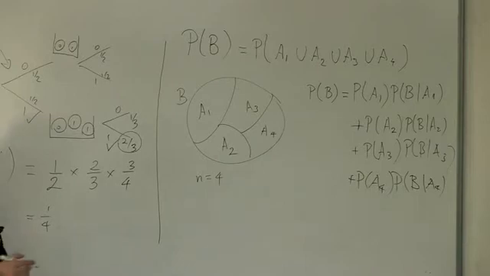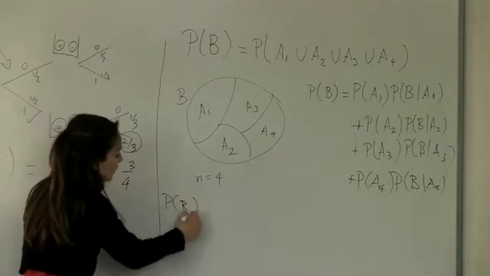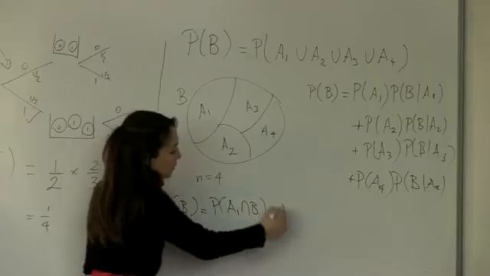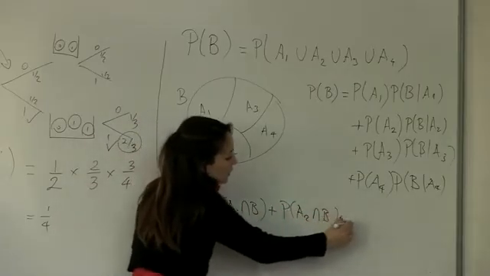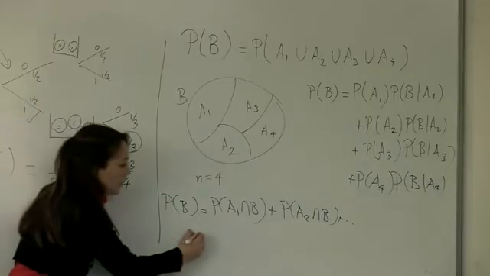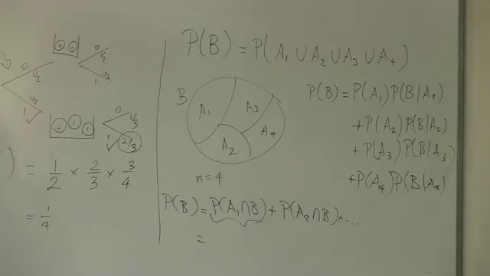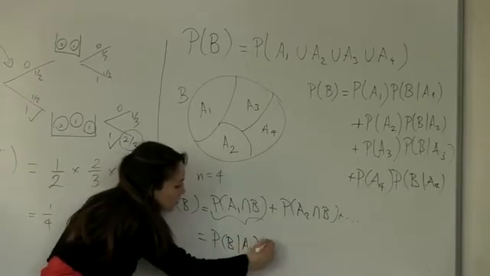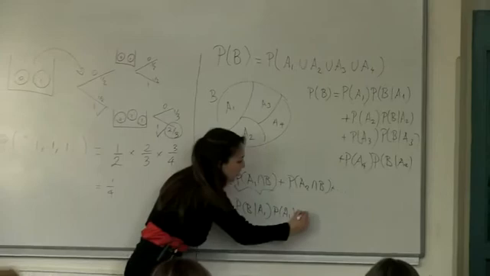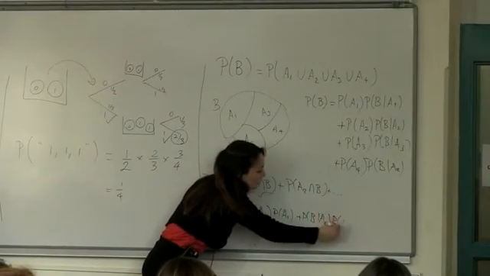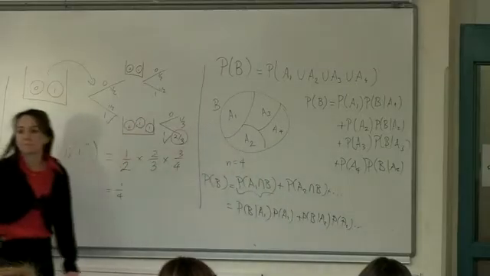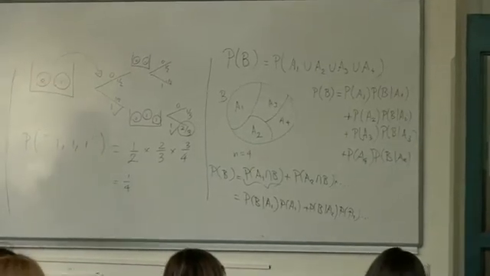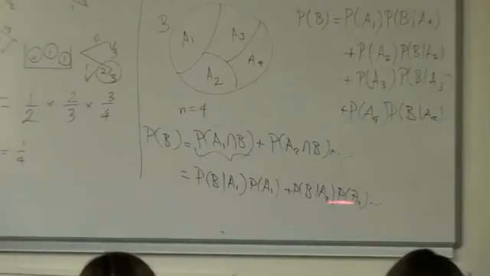So let's write the intermediate step now. The probability of B is probability of A1 intersection B plus the probability of A2 intersection B, etc. Okay? But what is the probability A1 intersection B? Use the definition of conditional probability. This is the probability of B given A1 times the probability of A1. That's the probability B given A2 times the probability of A2, and so on. Okay? So this is called the total probability theorem. Now, any questions about how we derive this?